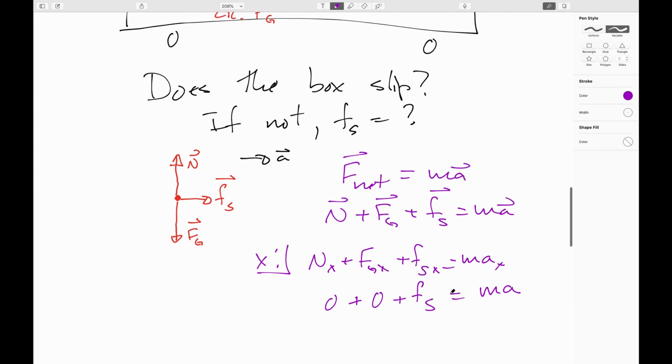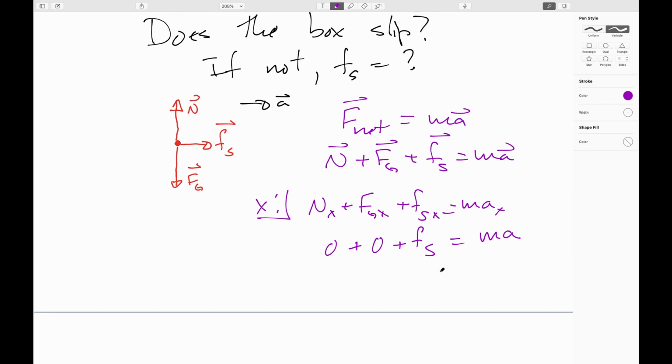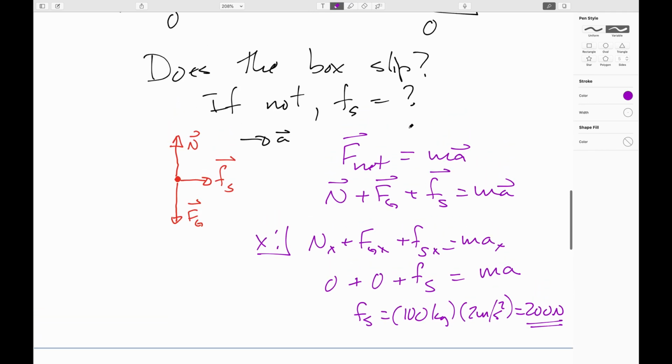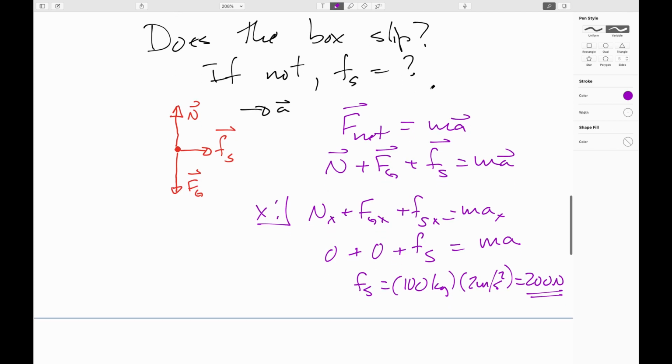Okay, so we get that the force of static friction will be equal to ma. The mass we said was 100 kilograms, and the acceleration is 2 meters per second squared, which gives us 200 newtons. So we've kind of had to solve this backwards. Like I said, we have to first assume that it doesn't slip. So we've solved for Fs. If it doesn't slip, we found it. And if it does slip, then this was important to calculate to figure out if it does slip, so it wasn't wasted effort.